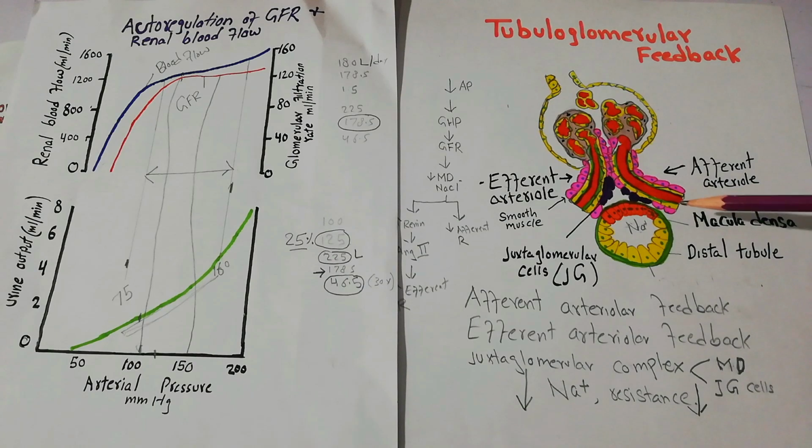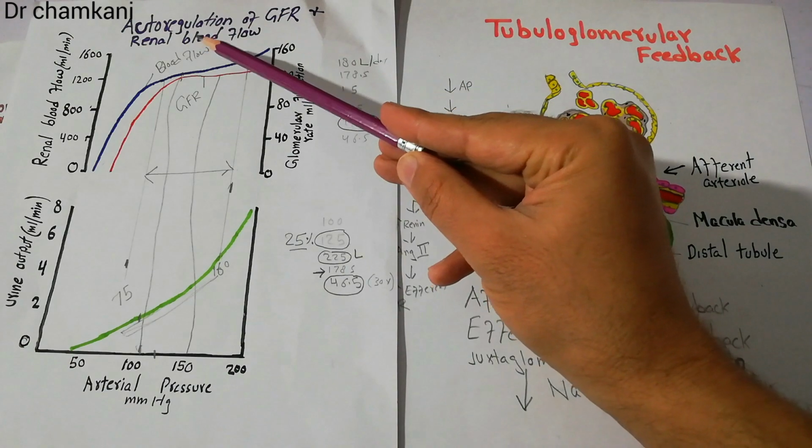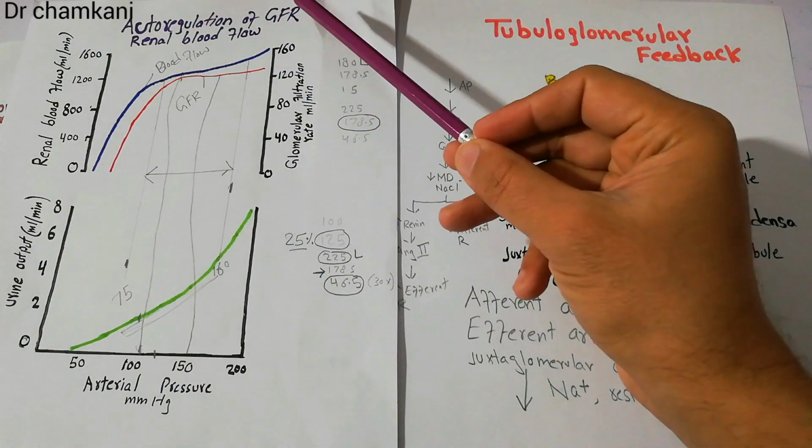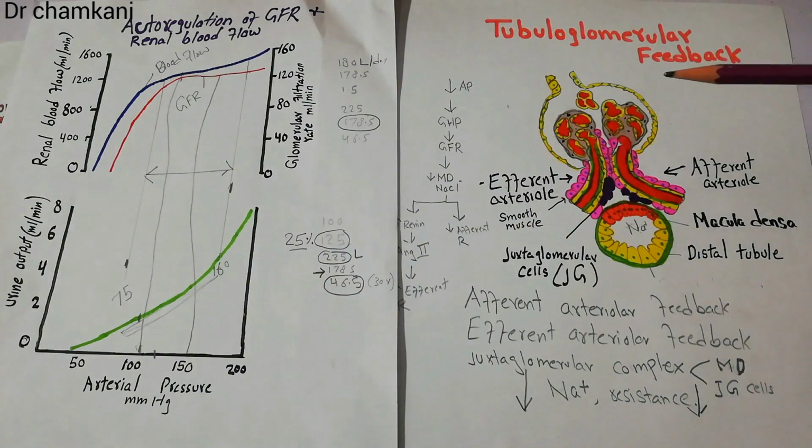They are specialized in detecting the amount of sodium in the distal tubule, and with the help of detecting the sodium in the distal tubule, they are able to do autoregulation of the GFR and renal blood flow. They are able to maintain a normal level of glomerular filtration rate and renal blood flow. That's the role of the macula densa, which is normally labeled as the tubuloglomerular feedback mechanism.